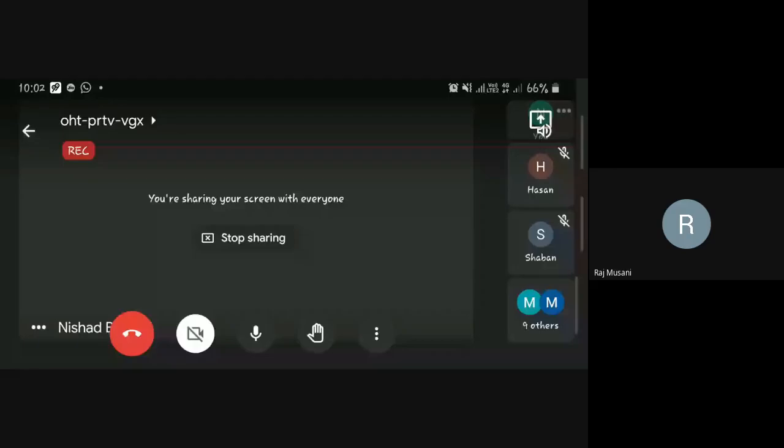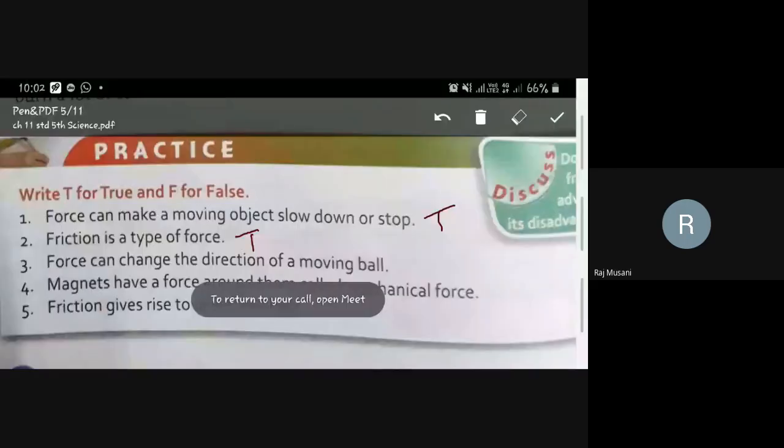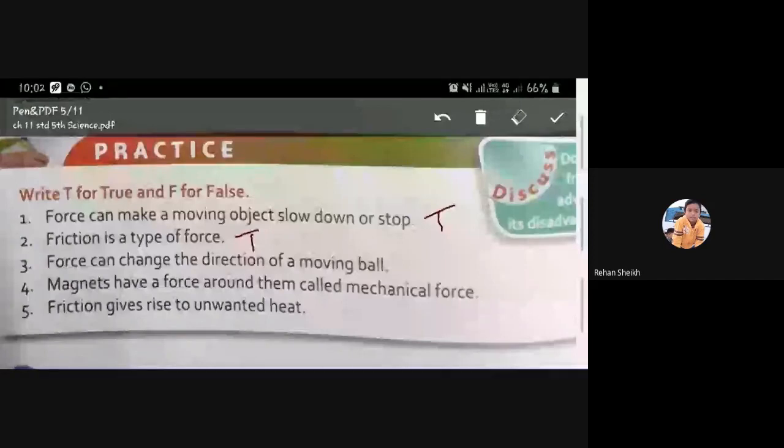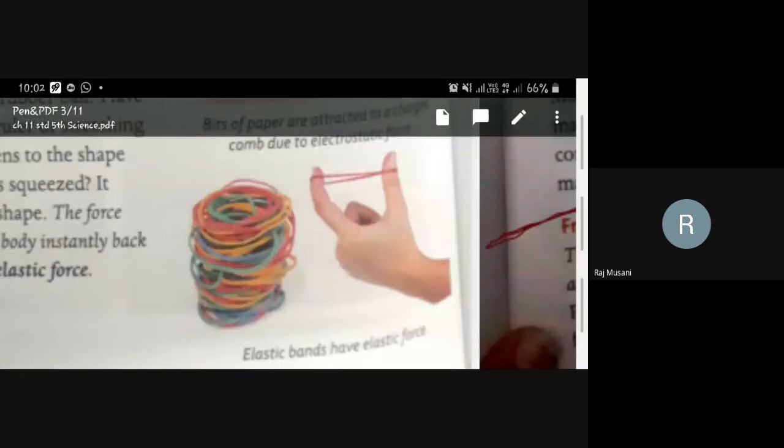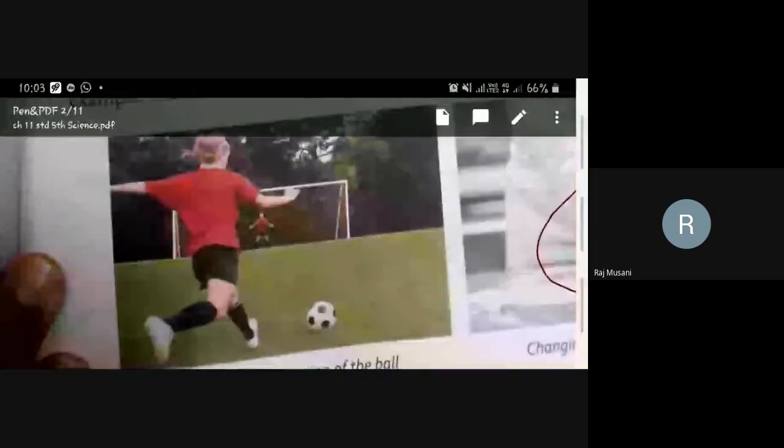Now third one. Force can change the direction of a moving ball. Now answer. True. It is true because I showed you this: when you put force, it can also change the direction of the object.